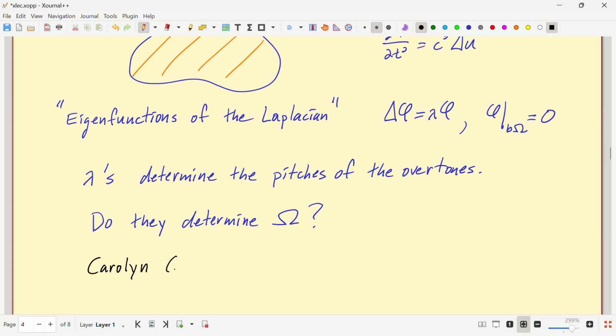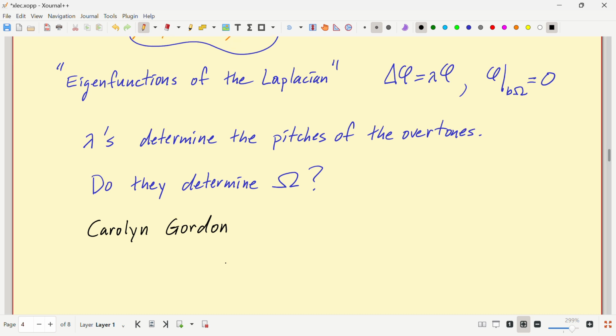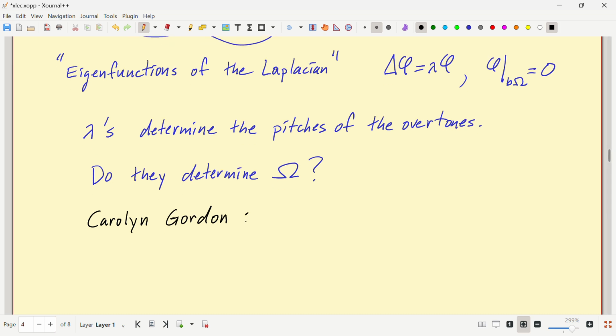And it was kind of a beautiful example. Carolyn actually came up with a genuine drum shape. It was a weird shape. You'd never want to have a drum like that. But there were two drums of weird shape that had the same overtones, and she was able to demonstrate that. So Carolyn Gordon showed this way back in the 80s. No, 70s. No, it's not true.